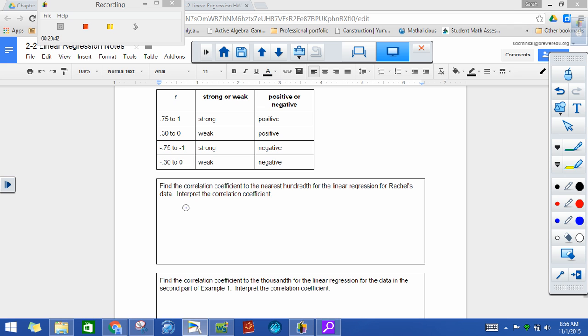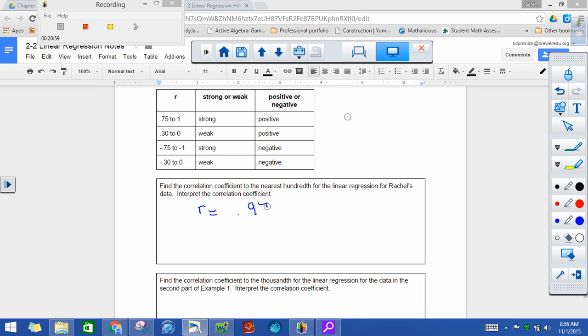So find the correlation coefficient to the nearest hundredth for the linear regression for Rachel's data. If you remember, we wrote that down, right? We've already done that in the Desmos calculator. It was there when they gave us the equation. So we have an R of 0.97.